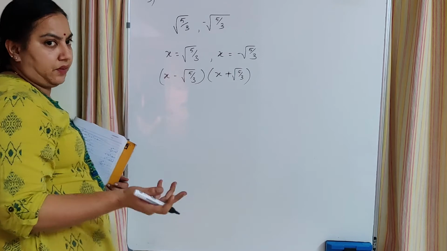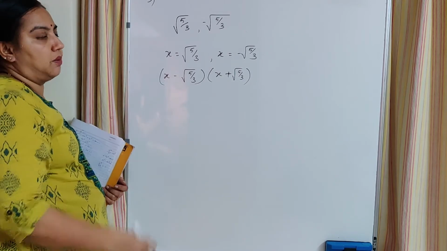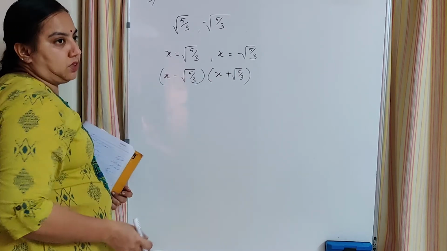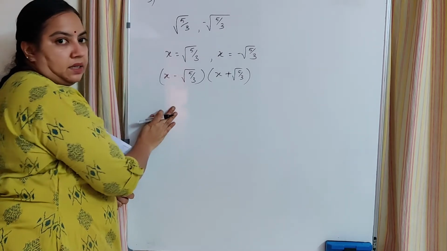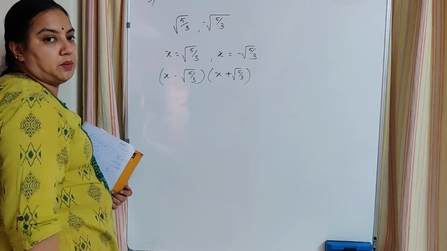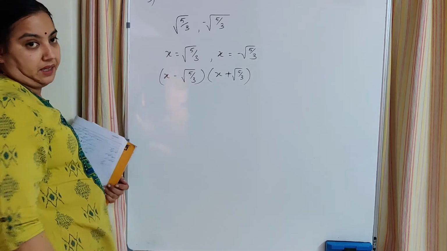If I multiply them, even then that's a factor of this polynomial, right? So I'm going to multiply these two terms. And what does this look like? Surely you'll be remembering this looks like an identity, right?